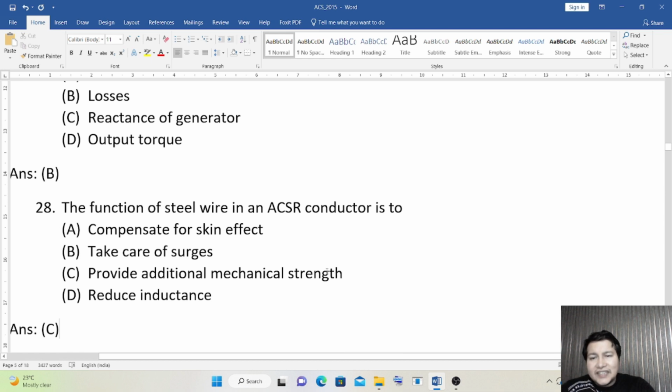The function of steel wire in an ACSR conductor is to compensate for skin effect, take care of surges, provide additional mechanical strength, reduce inductance. So it is always to provide additional mechanical strength. And ACSR full form is aluminum conductor steel reinforced. So the correct option is option C.